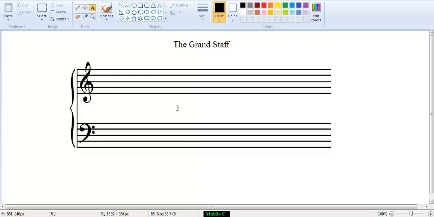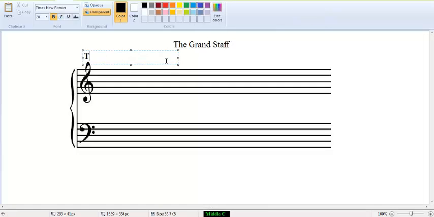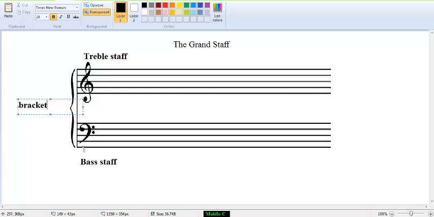Welcome to the introduction to middle C. We have here our grand staff, and the grand staff, if you'll remember, is made up of the treble staff from the treble clef over here, and the bass staff, and they are linked together by this thing over here called the bracket, this swirly fancy doodad.